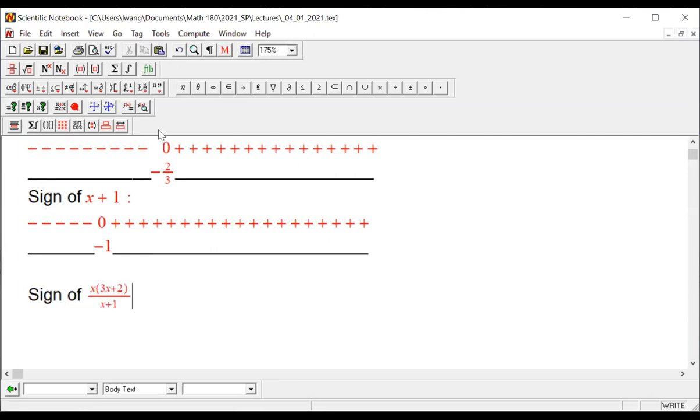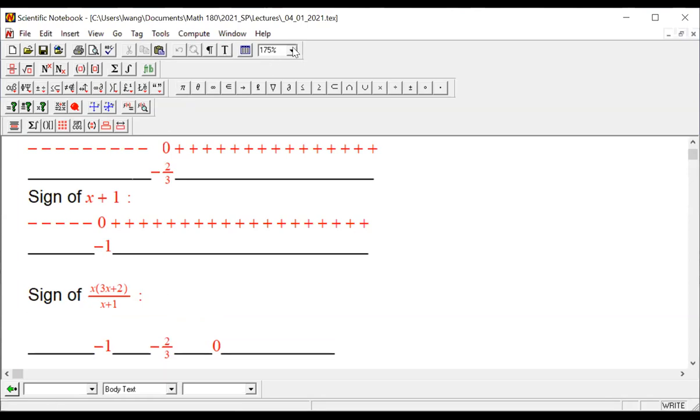Sign of this quotient. Okay, number line. On this number line, we have -1. On this number line, we have negative 2/3. And on this number line, we have 0, right? We have 0. Finally, we just have more intervals, really, right? We just have more intervals.